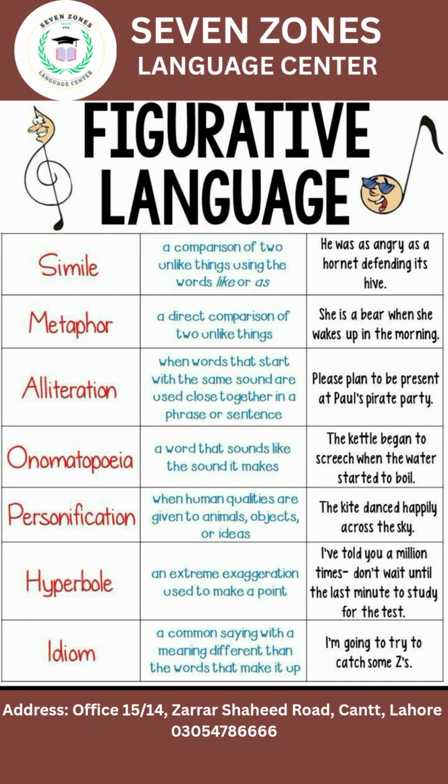And the last one here is an idiom. Idioms are kind of sayings. For example, I am going to try to catch some Z's. Catching some Z's is another way of saying that I'm going to sleep. So idiom is the other way of saying something. For example, two peas in a pod. Two peas in a pod means the two people are similar. So the other way of saying something is basically known as idioms.